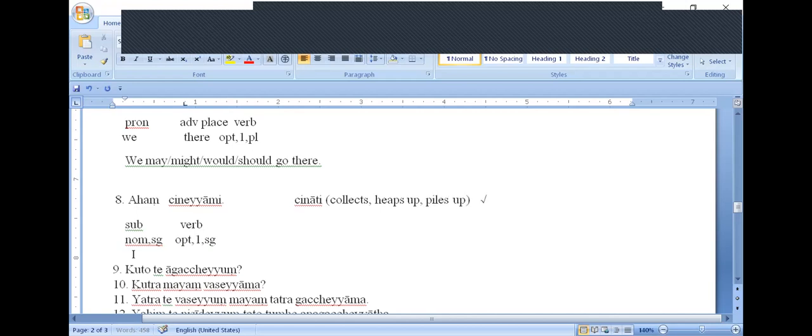What is the root here? Chin. Not chin. Chi plus? Na. Okay. Can you remember which group? Fifth, is it? Which group? Is it fifth? Fourth group, yeah, should be fifth. Okay, so, right.